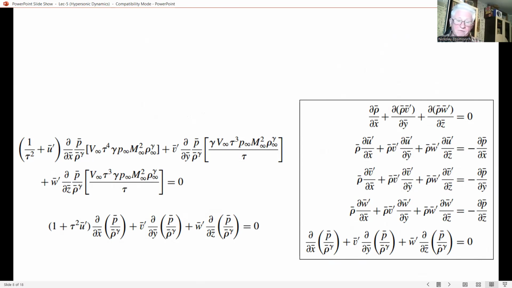Which unknowns do we have? We have rho stretch, P stretch, and V stretch average. Rho, P, and V. Right? And I forgot, and W. After this system is solved, then the U average stretch follows directly from our second equation.